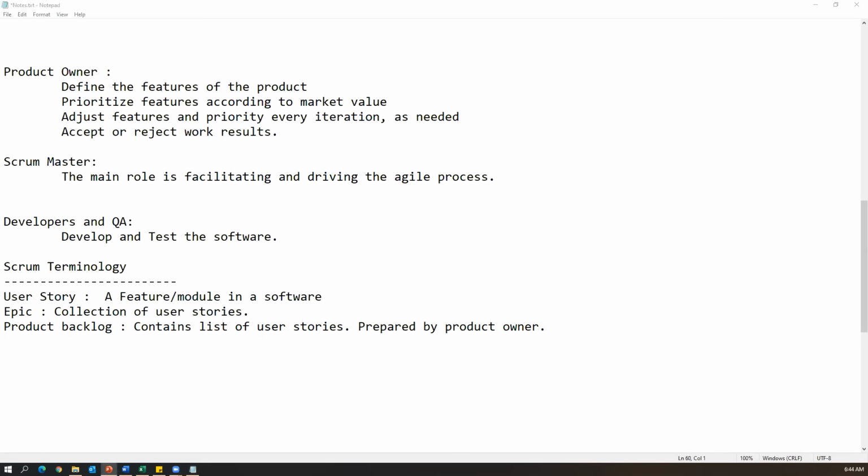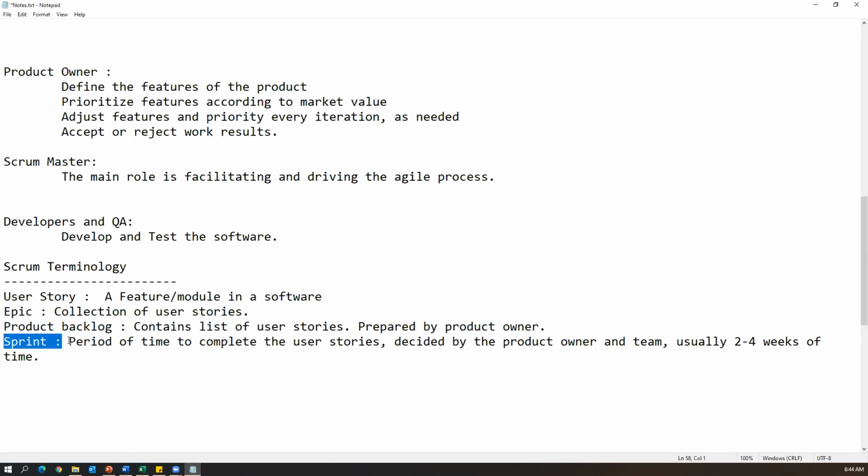Now we have another term called a sprint. What is a sprint? A sprint is a period of time, or a span of time, to complete user stories. That means suppose there are some user stories, some functionalities, and we take some time to develop and test those features in our software. That period of time is called a sprint, or we can also call it an iteration. This is another term. We can call it the first sprint, second sprint, third sprint. Similarly, we can call it the first iteration, second iteration.